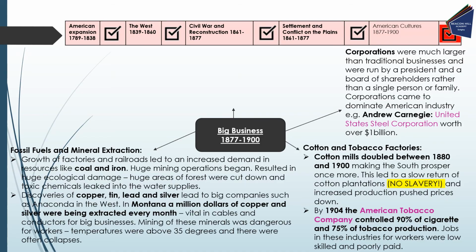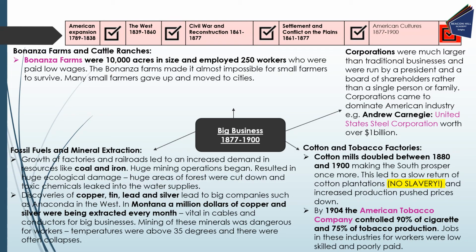There were also discoveries of copper, tin, lead and silver when the extraction was happening, and this led to big companies such as Anaconda in the west, and in Montana $1 million of copper and silver were being extracted every month. So this was vital in cables and conductors for big business, but mining of these minerals was very dangerous for workers. Temperatures were above 35 degrees and there were often ground collapses. So again, good evidence there for potentially a 9-mark question.